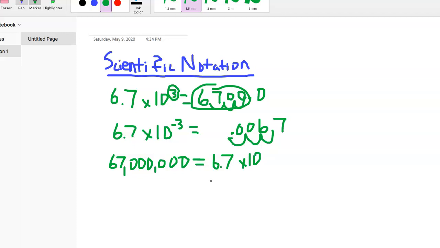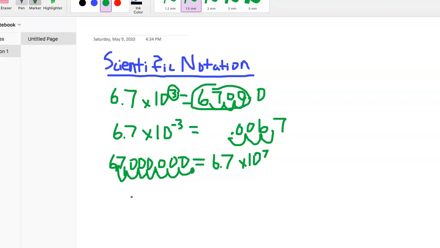All we're going to do here is start right here at the end, and count how many spots we have to go until we get to the place in between the 6 and the 7. So 1, 2, 3, 4, 5, 6, 7, right here. So 10 to the 7th. That's all you've got to do. We're done with that question. 6.7 times 10 to the 7th. You could write it different ways, but 6.7 times 10 to the 7th is correct.